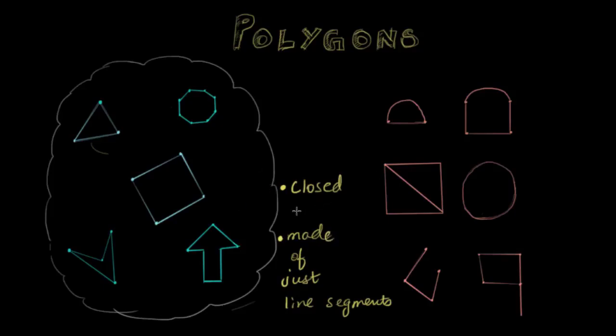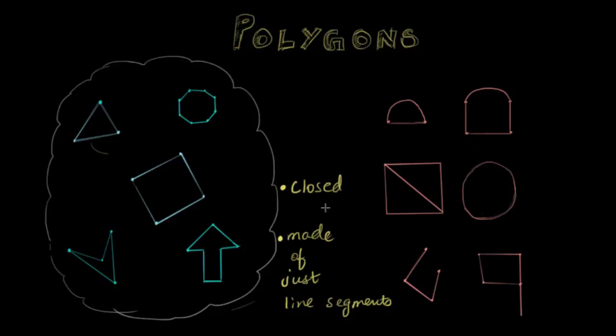Because if it's only closed, I know that a circle would be part of this family, but a circle is not part of the family. If it's only closed, then this will also be a part, this will also be a part, but we know these are all not part of this family called polygons. But if I take both of these, closed and made of just line segments, then I can see that, okay, this is closed, made of only line segments, this is closed, made of only line segments.